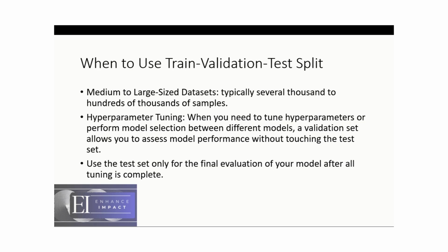We use the train validation test split when we have medium to large size data sets, typically several thousand to hundreds of thousands of samples. Hyperparameter tuning, we use that on the validation set, and we can even choose our model using the validation set, and then finally test on the test set.